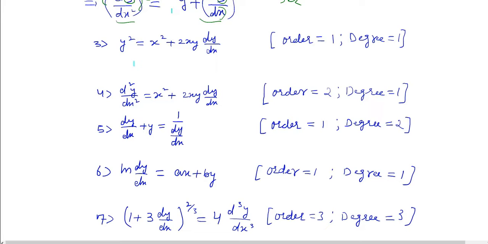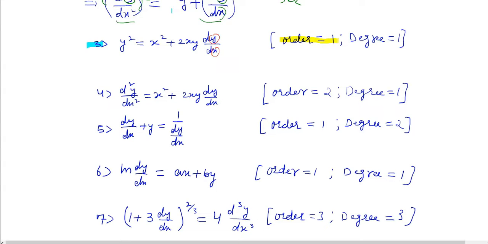Okay, good. Now let us see problem 3. Now the dy by dx term is not clubbed with other terms with the help of brackets or something, okay? Here this y term is differentiated with respect to x only 1 time, okay? So the order is 1.